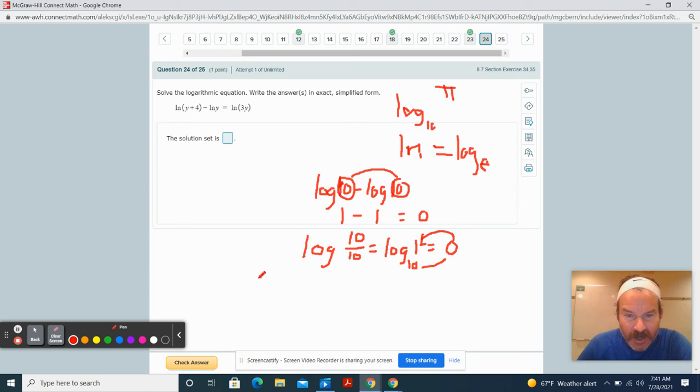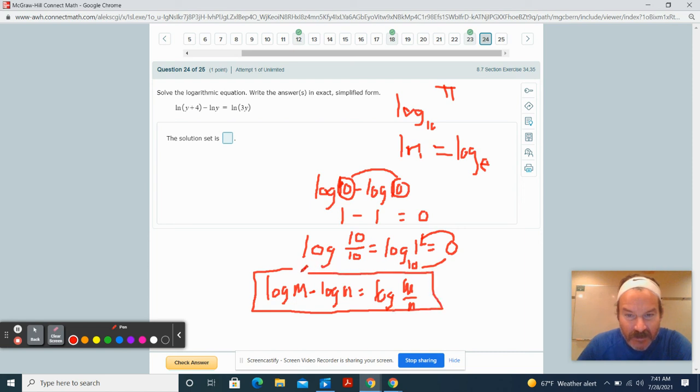So here's the property. Log m minus log n is equal to log m over n. It's the subtraction property for logs. We don't subtract, we divide the numbers that we're taking the log of, as long as we have the same base. So if you have 2 logs on one side of an equation, you want to combine them as 1 log.